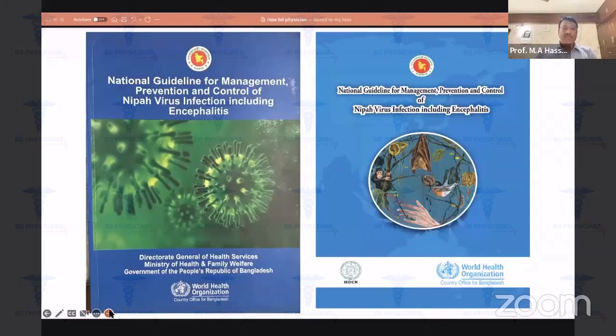So far, there are 2 guidelines published, one from the Director General of Health Services in 2012, the National Guideline for Management, Prevention and Control of nipah encephalitis infection, and another one published by IEDCR in 2016, a national guideline. So on the basis of these 2 guidelines, I would like to proceed with my presentation.